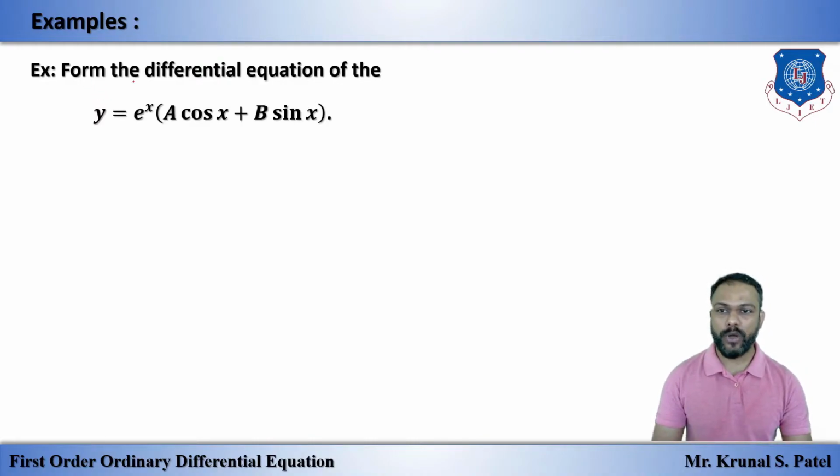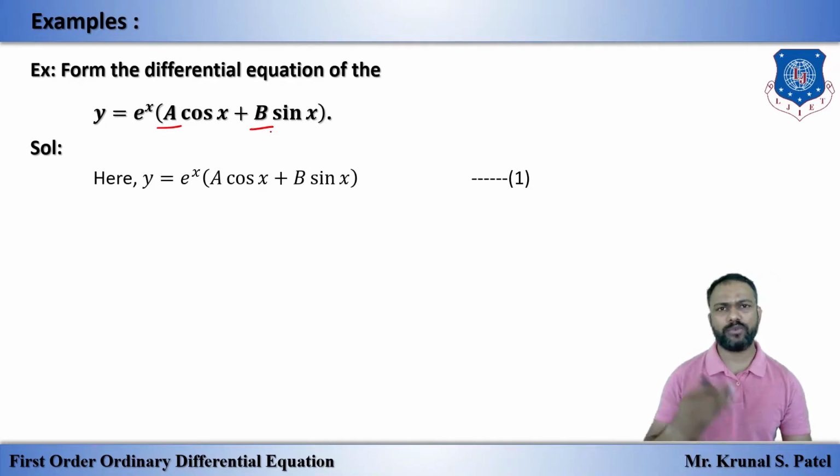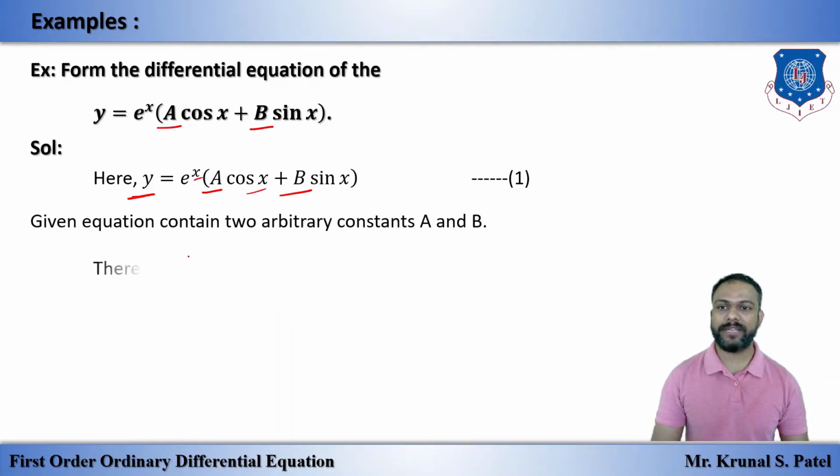Form the differential equation of the equation y is equal to this. Here you can see that this equation contains two arbitrary constants a and b, so you have to eliminate these two arbitrary constants a and b by differentiating this equation y with respect to x only two times, not more than two, not less than two. So we will differentiate this y with respect to x twice.